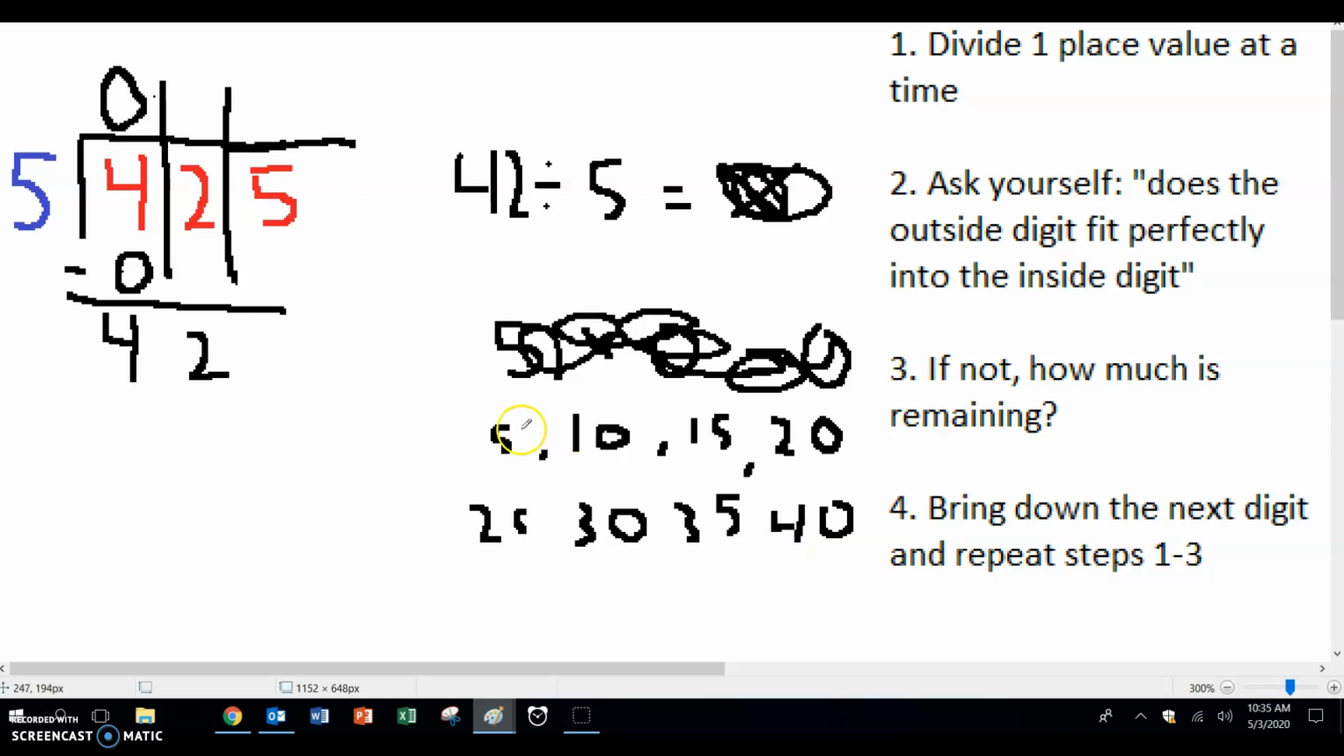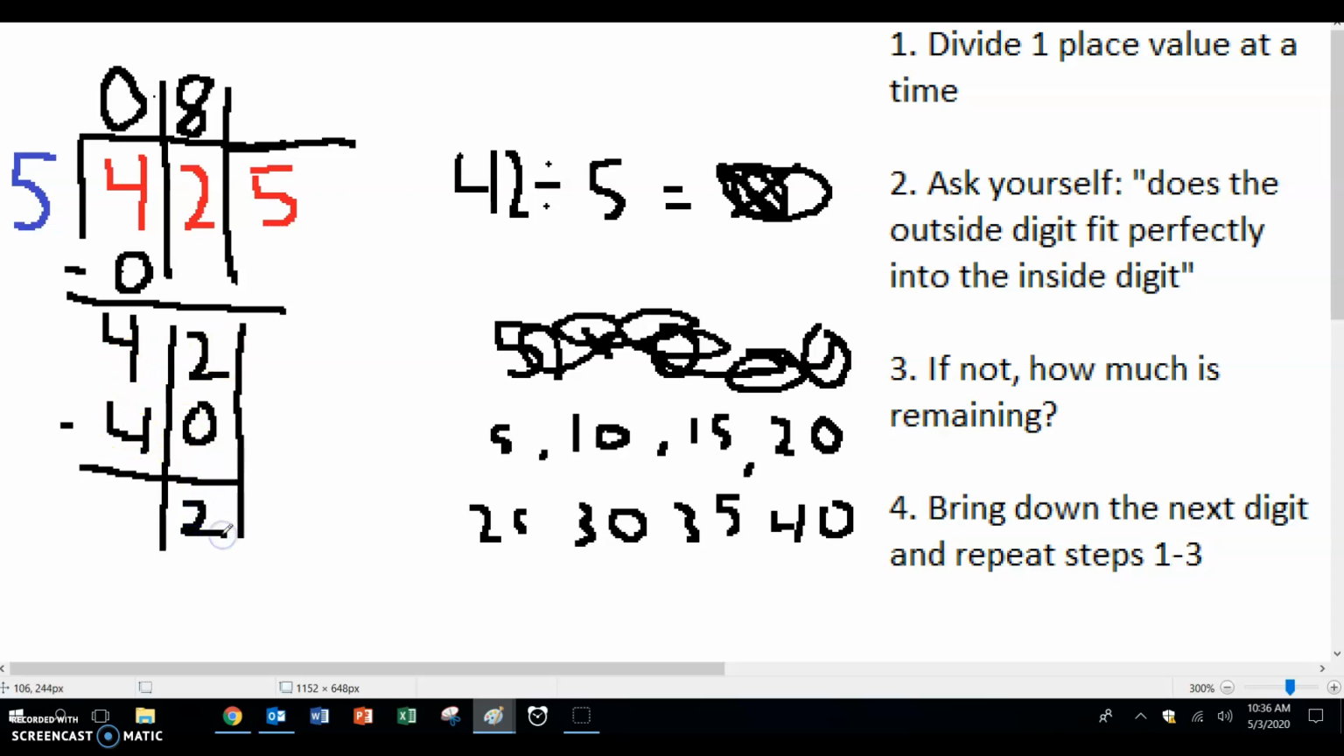And we get there with 1, 2, 3, 4, 5, 6, 7, 8 groups of 5. So how much is remaining? Well, let's take 42 and let's subtract as close as we could get, 40. In doing that, we are left with a remainder of 42 minus 40, 2. We're not done just yet, though. We have one more digit.